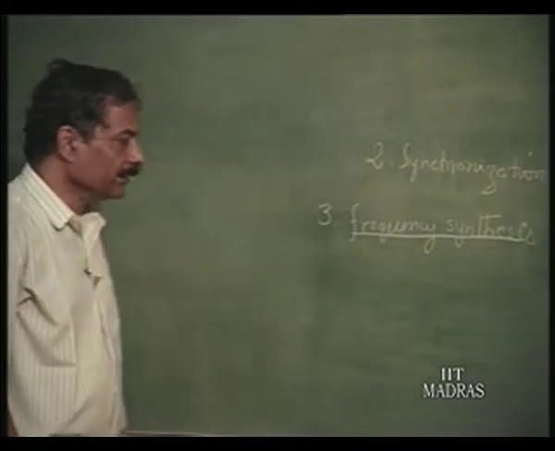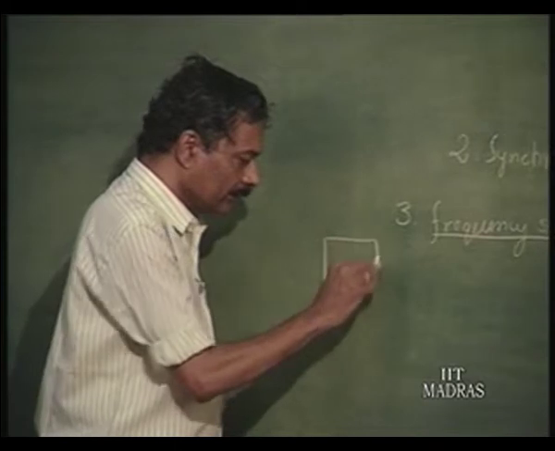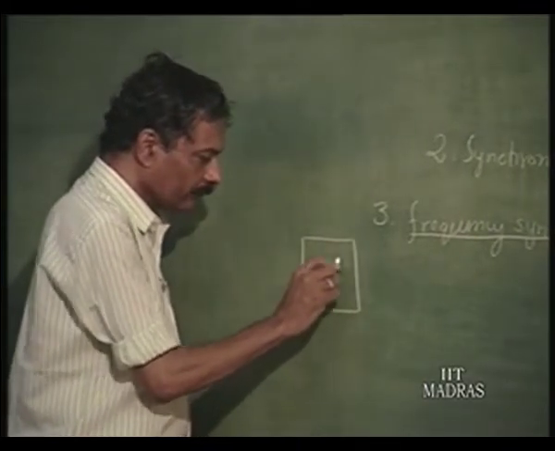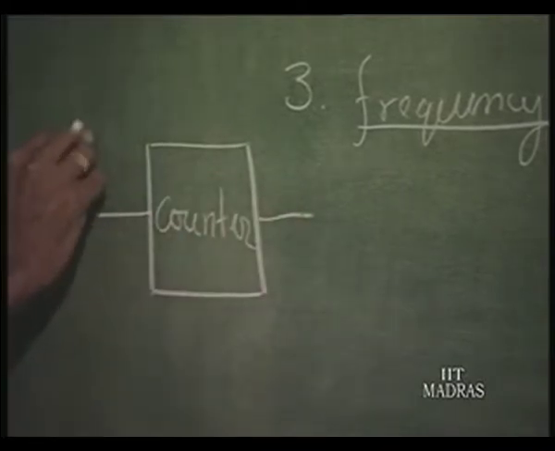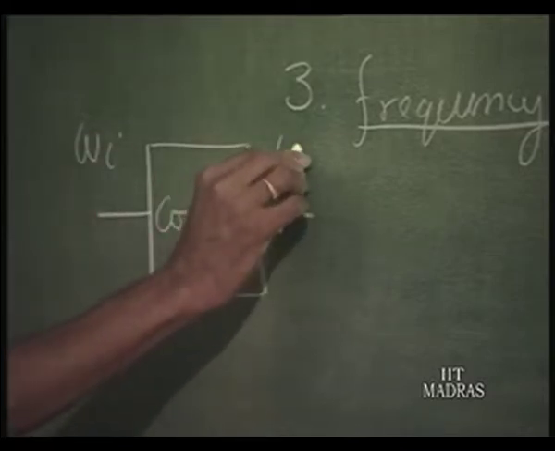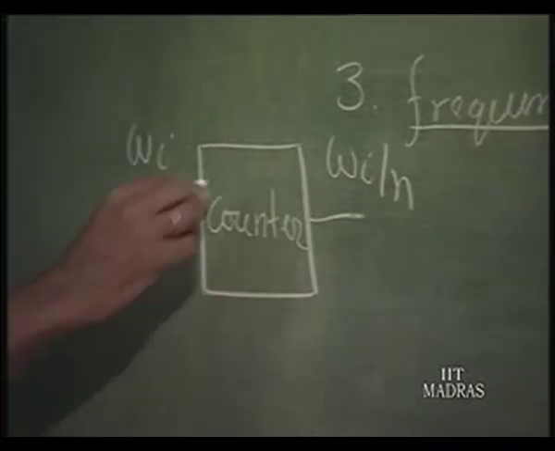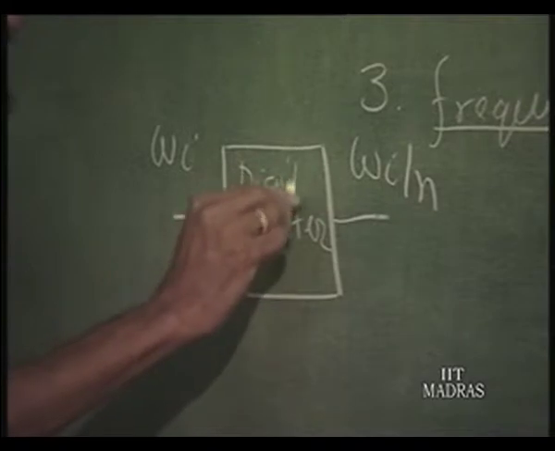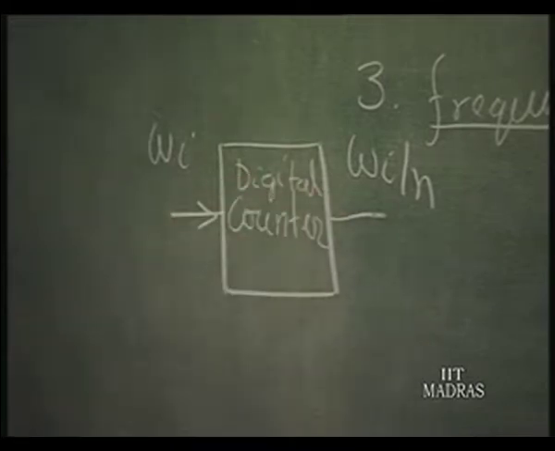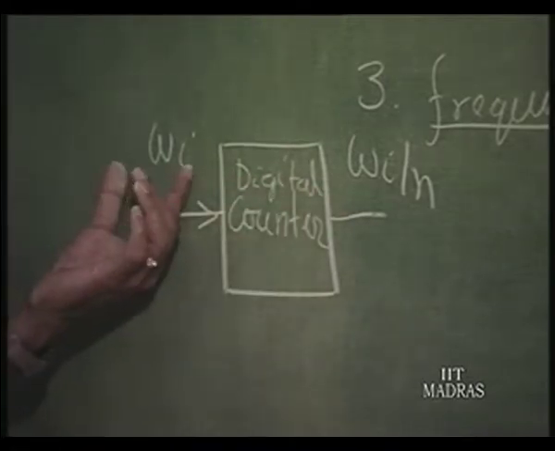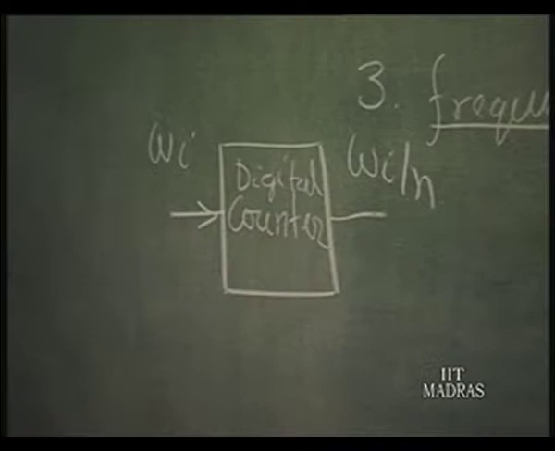So, frequency synthesis, how is it done? We all know that if I use a counter, give a frequency input omega I, I can divide this by an integer n. This is possible using a digital counter. This is the easiest way I can synthesize other frequencies. Give omega I and you can get omega I by n. This can be made a programmable digital counter, so that n can be varied.